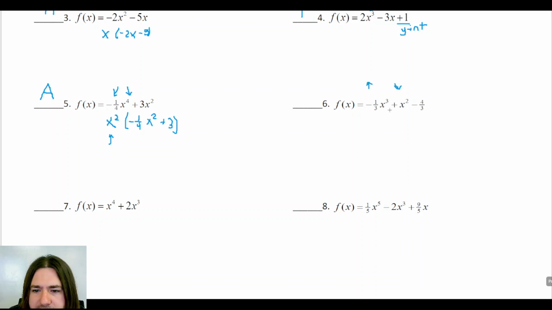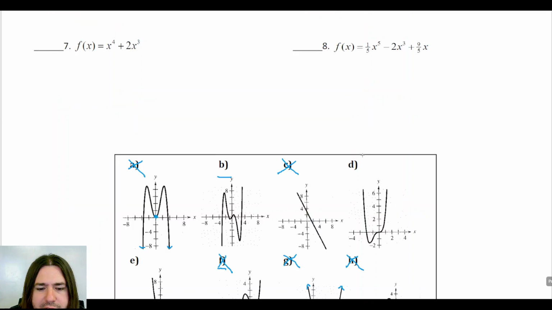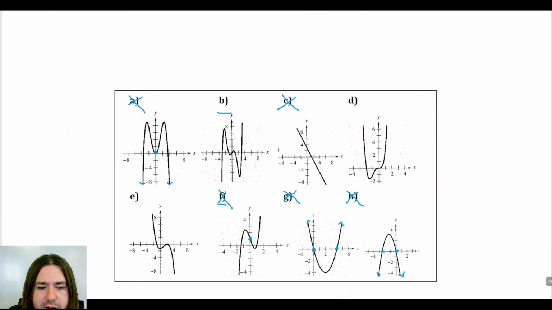No factoring here. We know it's cubic, but let's see if we can narrow it down here. Up to the left, down to the right. It looks like, yeah, our only choice here is going to be E.